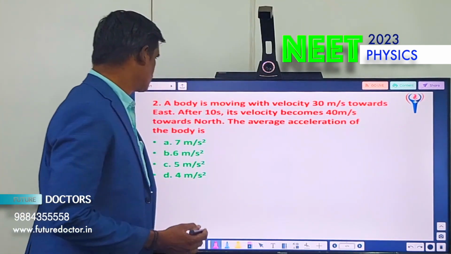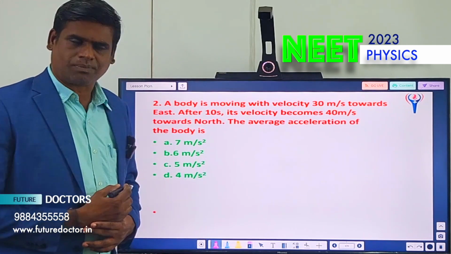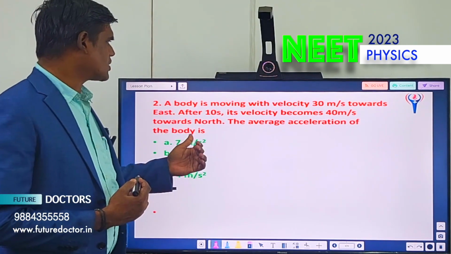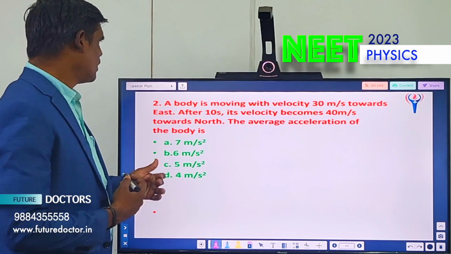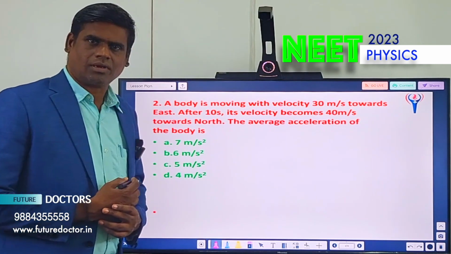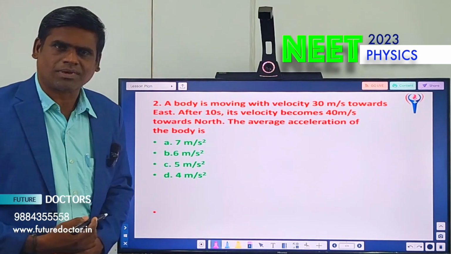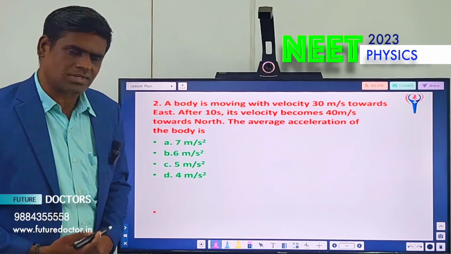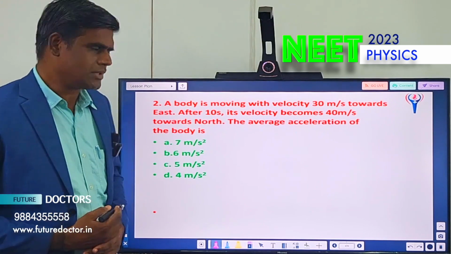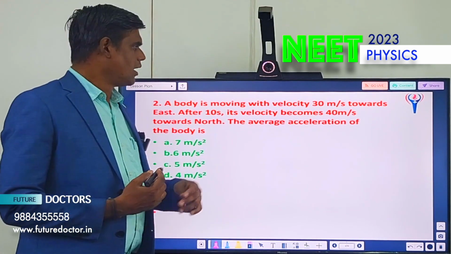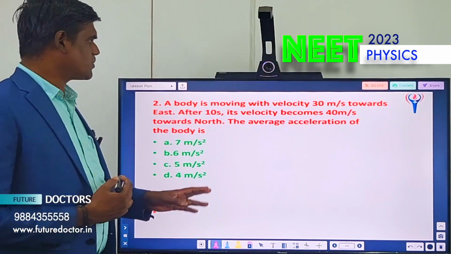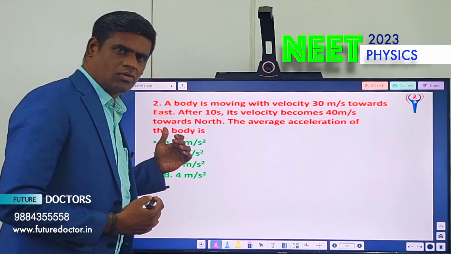Let's move to question number 2. A body is moving with velocity 30 meters per second towards east. After 10 seconds, velocity becomes 40 meters per second towards north. The average acceleration of the particle is dash. Option A: 7 meters per second square. Option B: 6 meters per second square. Option C: 5 meters per second square. Last option: 4 meters per second square. Here you should know the formula for acceleration with respect to velocity, especially average acceleration. By knowing the formula, you can solve this question.